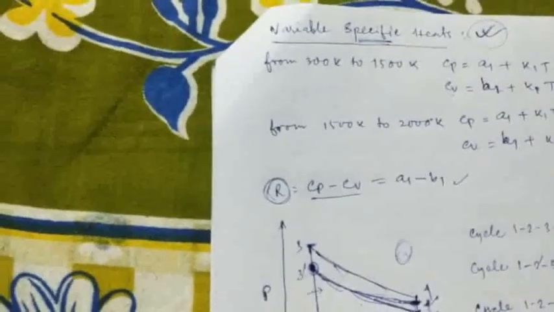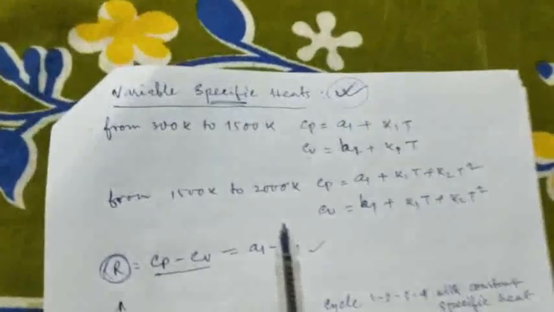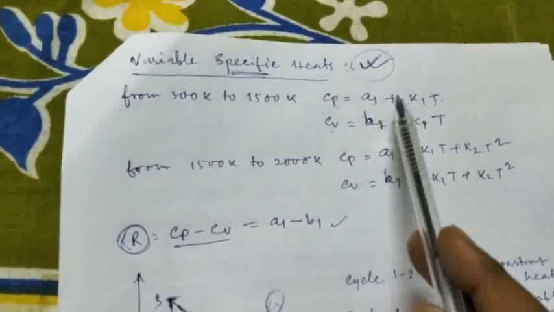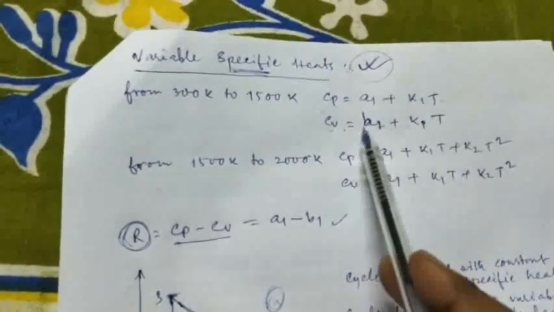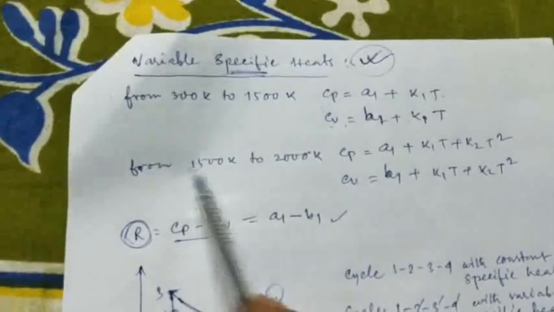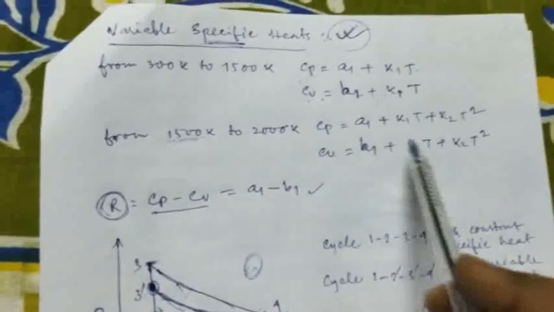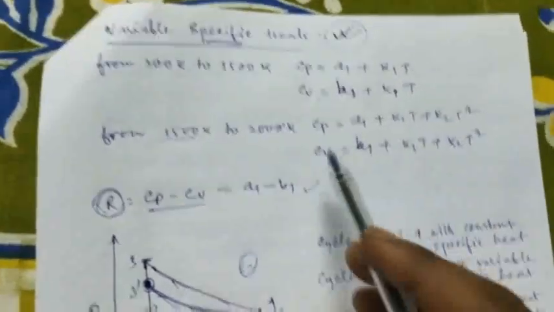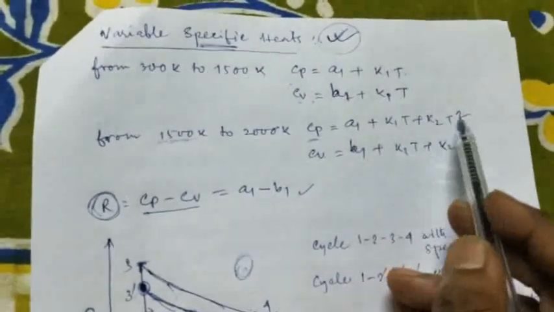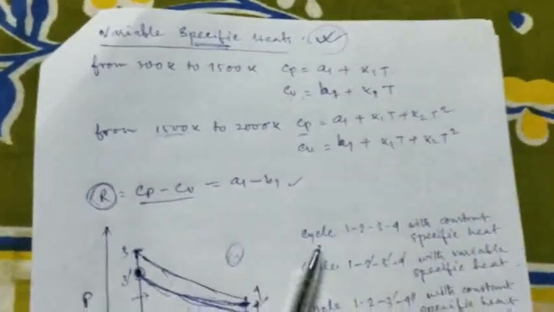is nearly a straight line, which may be approximately expressed as Cp equal to a1 plus K1T, Cv equal to b1 plus K1T. At higher temperature, above 1500, it will not be linear, it will change abruptly, there will be a curve. So Cp in that case will be a1 plus K1T plus K2T squared, and Cv will be b1 plus K1T plus K2T squared.